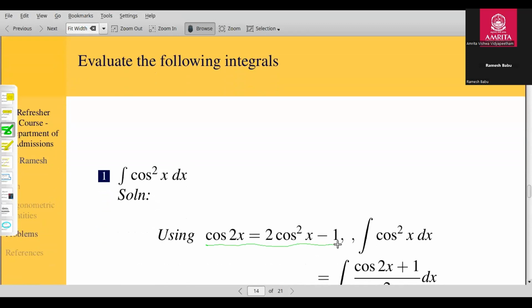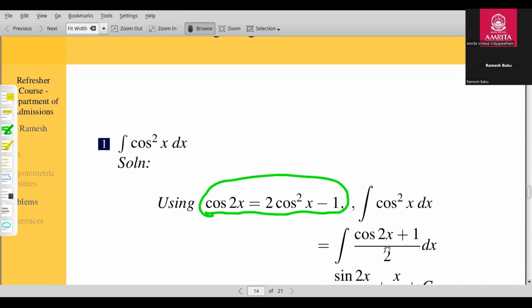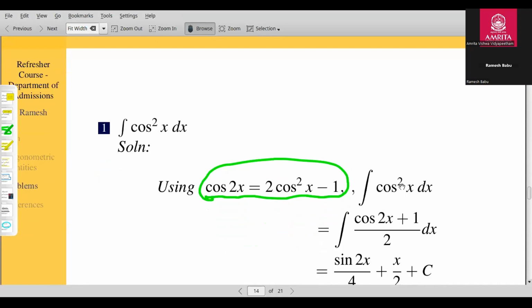From this I can write this minus 1 to the left hand side. So minus 1 will become plus 1. Therefore 1 plus cos 2x, divided by 2, cross multiply, is nothing but cos squared x. So in this integration, integration of cos squared x can be written as integration of cos 2x plus 1 by 2. I can divide it by 2 separately: cos 2x by 2 plus 1 by 2.